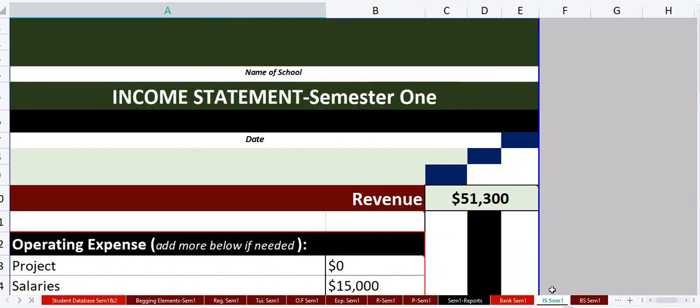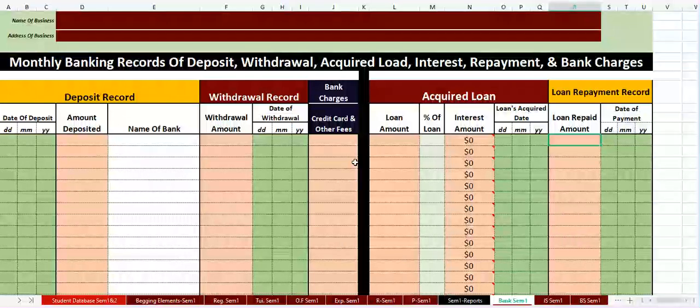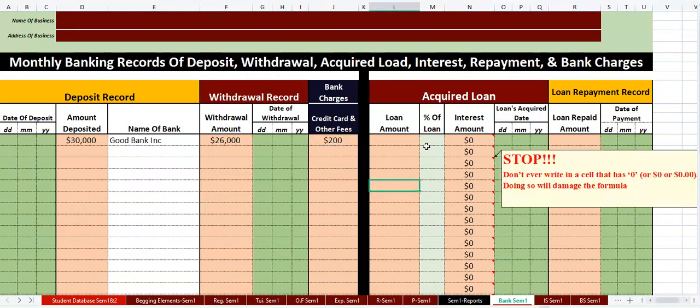Alright, but we'll also come to the banking area. Now in this period, I'll say 30,000 were deposited, and then the bank was good bank in Comarede. All right, so we withdrew from there during the period. We also withdraw something like 26,000. Great, during that time. And then other fees that were charged came up to 200, and that is how we have here.